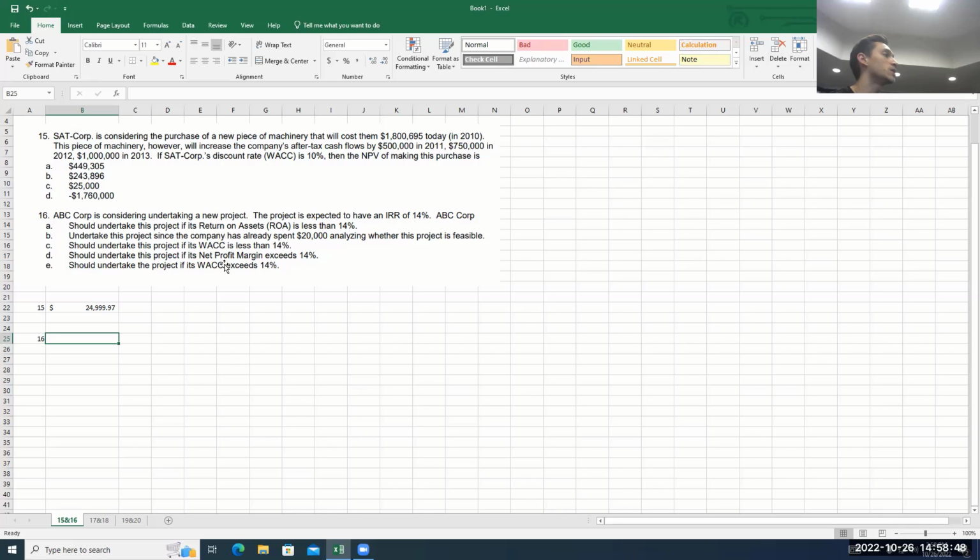If this WACC, like E, for example, if the cost of capital was more than 14%, that just means that we're going to be making a loss. We're going to be losing money on the project, which is not good. It's going to be C.